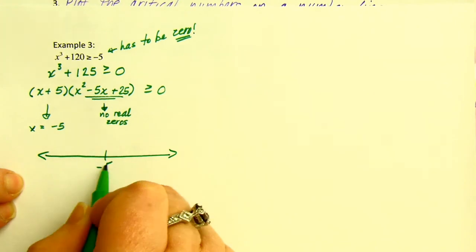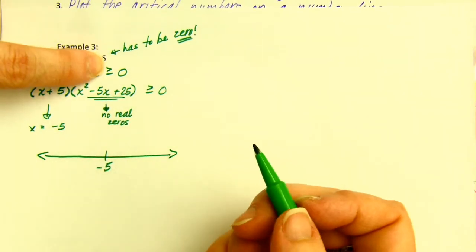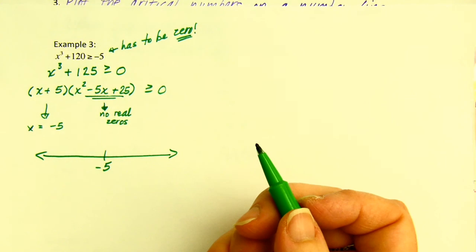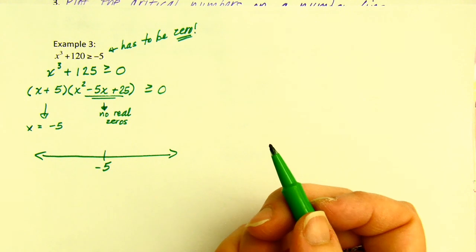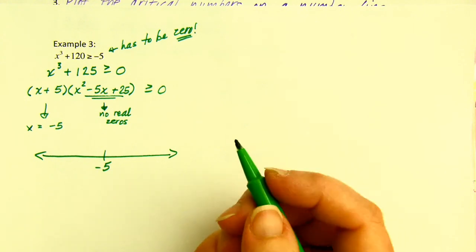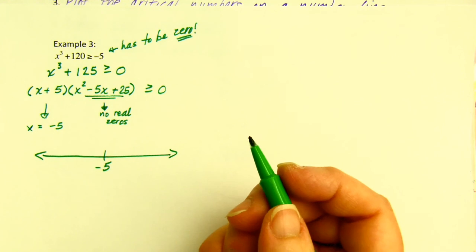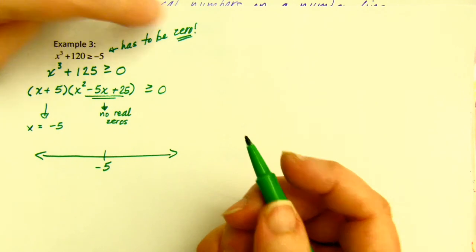I look up and it's an equal to sign, so -5 is going to be included. So either there's no solution here, or the whole number line. That's a possibility. Or maybe just one side of the -5. But one side or the other, it's going to be a bracket. All right, so let's set up the sign analysis.